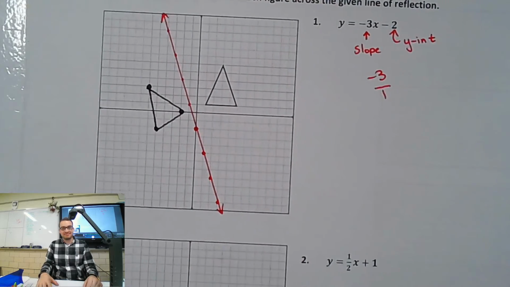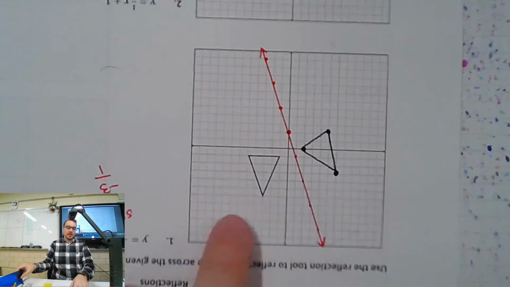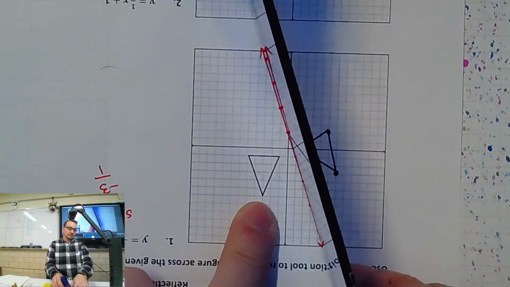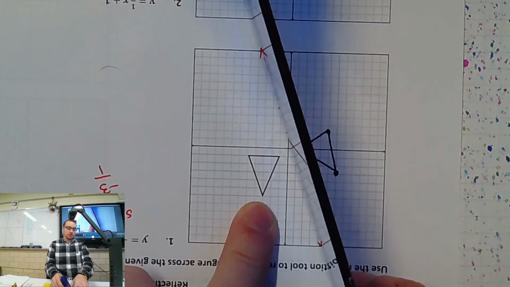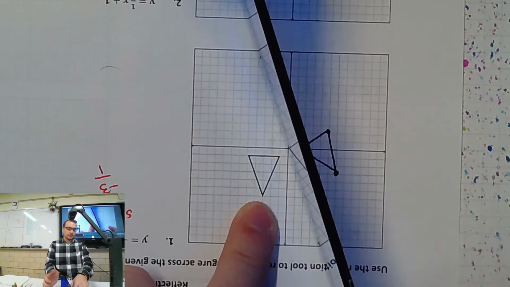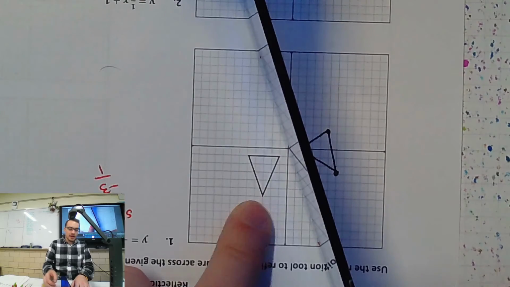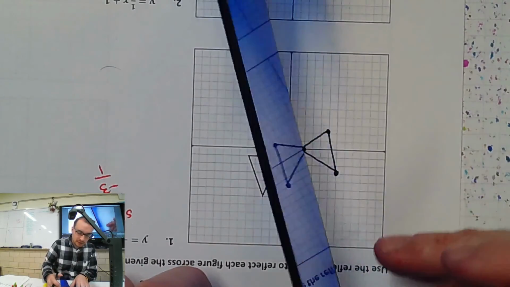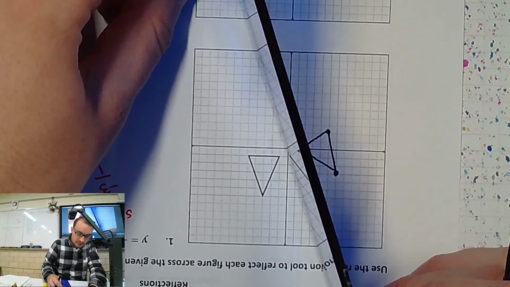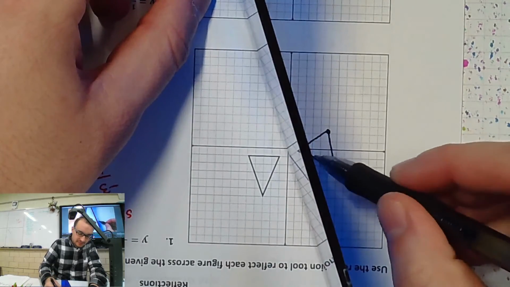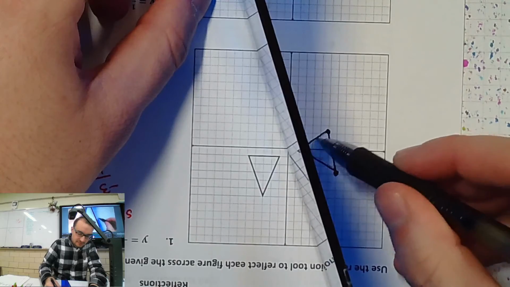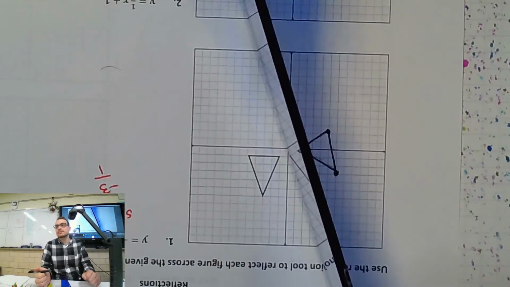Right, like it does not work. So here's what I did. I turned the paper because I'm right-handed, so that the image was on my left side. I put my reflection tool on the line of reflection. And then I drew what I saw. Oh my God, I did it. That works.